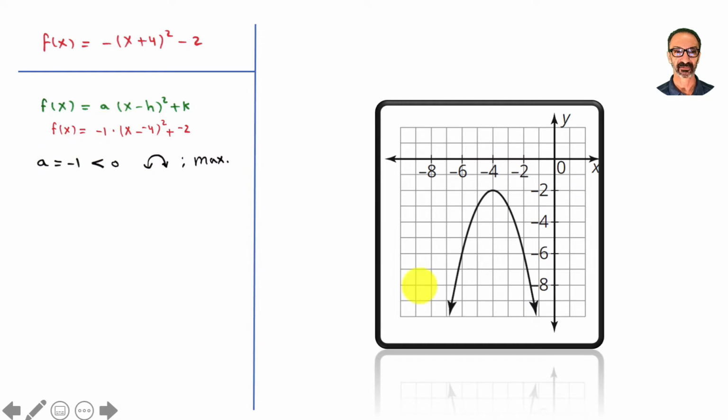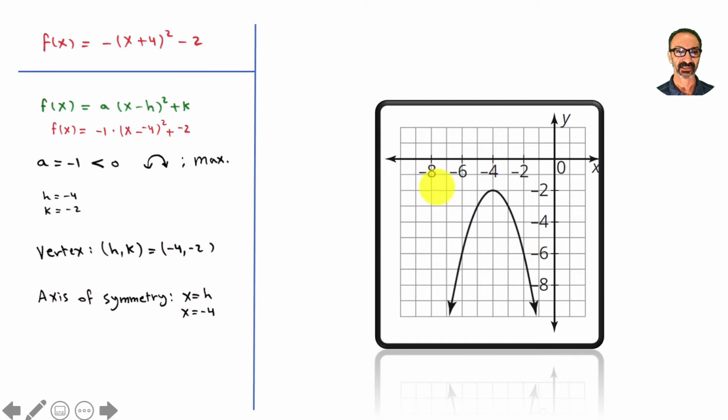Since a is negative, it's going to open down. We see that. We have h equals -4 and k equals -2. And that is my vertex. -4, -2. Axis of symmetry, the graph shows at x equals -4. Well, it is x equals h, which is x equals -4. Yes, it does agree.